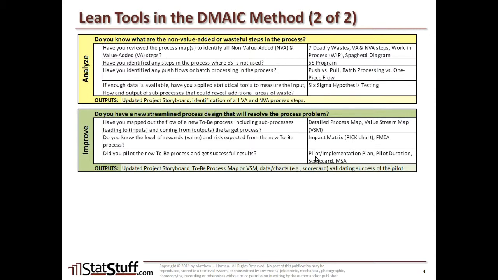then you might want to use some of the tools about doing a pilot plan or implementation plan, also looking at the pilot duration scorecard and also an MSA. Those kinds of things could help you in being sure you've identified all those potential risks as you start to pilot that new 2B process to ensure it's going to work before you implement the full process.